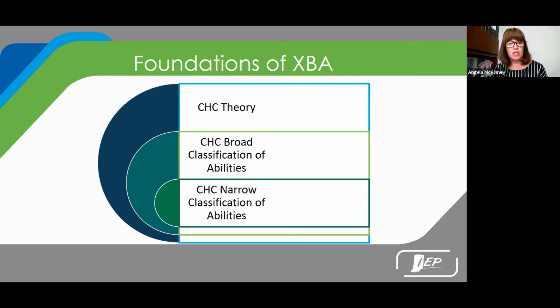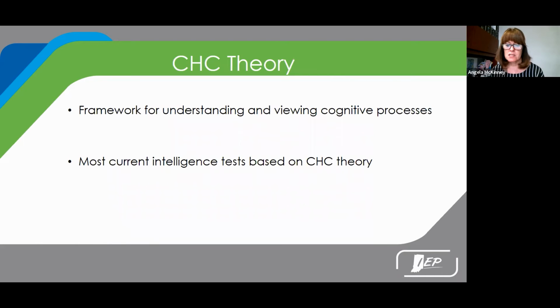All right, so we're going to look at kind of what's behind that use of cross-battery assessment, which is the theory, and then the different classifications of abilities, and then we're going to take it through how this gets calculated. So it really is just a way to understand different cognitive processes and look at overall intelligence. And most of the tests that we get nowadays, not all of them, but most of them are linked to or based on the Cattell-Horn-Carroll theory of cognitive processes.